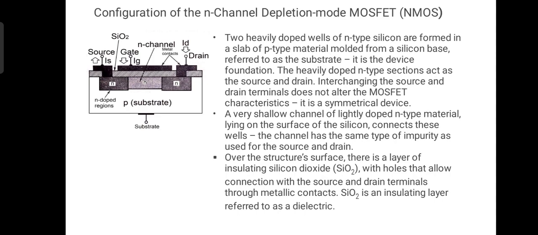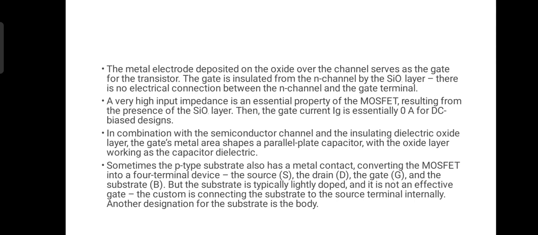A metal electrode deposited on top of the oxide over the channel serves as the gate for the transistor. The gate is insulated from the N channel by the SiO2 layer. There is no electrical connection between the N channel and the gate terminal.